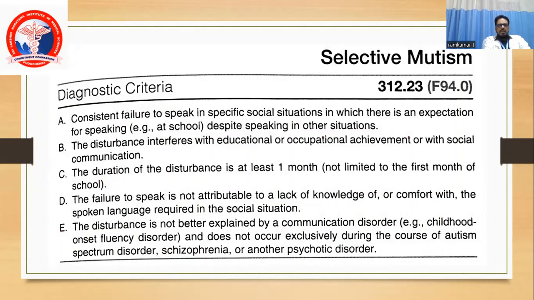Diagnostic criteria. A. A consistent failure to speak in specific social situations in which there is an expectation for speaking, for example at school, despite speaking in other situations. B. The disturbance interferes with educational or occupational achievement or with social communication. C. The duration of the disturbance is at least 1 month, not limited to the first month of school. D. The failure to speak is not attributable to a lack of knowledge of or comfort with the spoken language required in social situations. E. The disturbance is not better explained by a communication disorder, for example childhood-onset fluency disorder, and does not occur exclusively during the course of autism spectrum disorder, schizophrenia, or another psychotic disorder.